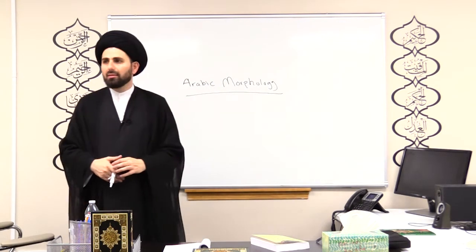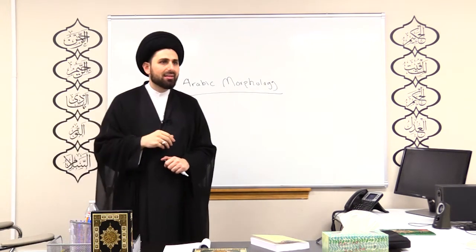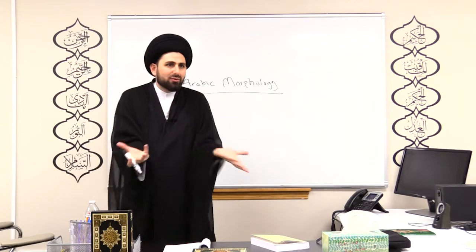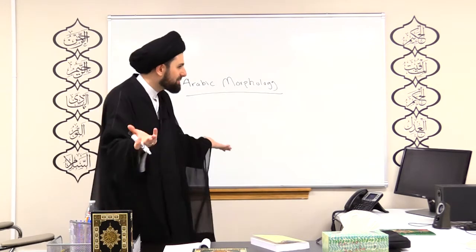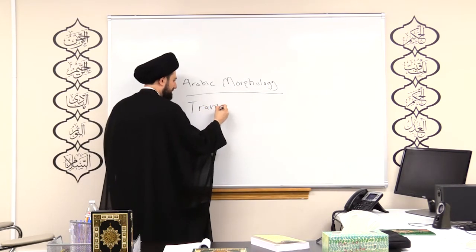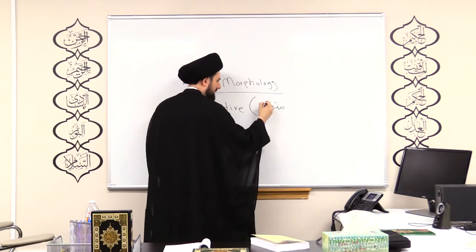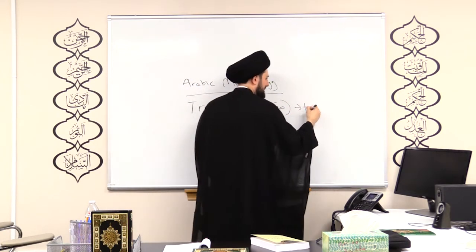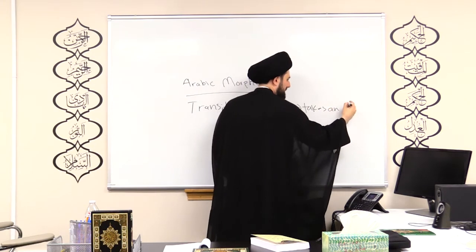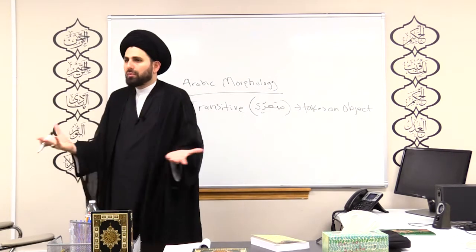Drink. Does that take an object necessarily? Well, yeah. Drink what? You don't have drinking nothing. You have to drink something. Milk, Coke, water, something. Eat. Muta'addi. These are all transitive verbs. So a transitive verb, which in Arabic we call muta'addi, takes an object. It requires a maf'ul. Most verbs are like that, by the way.